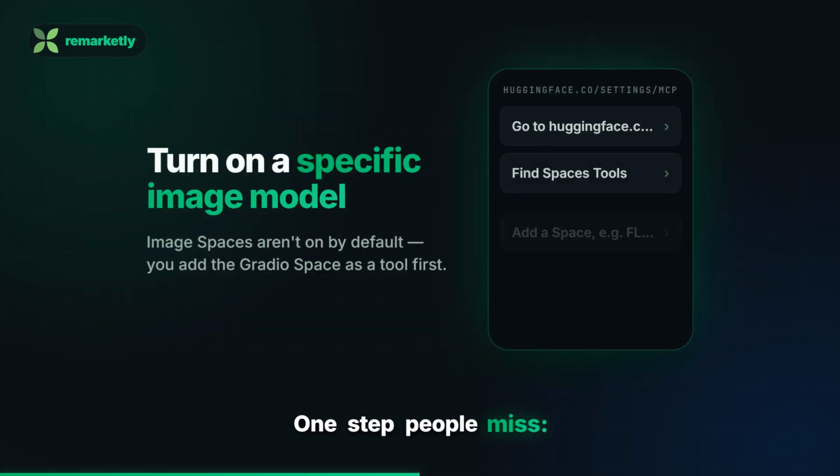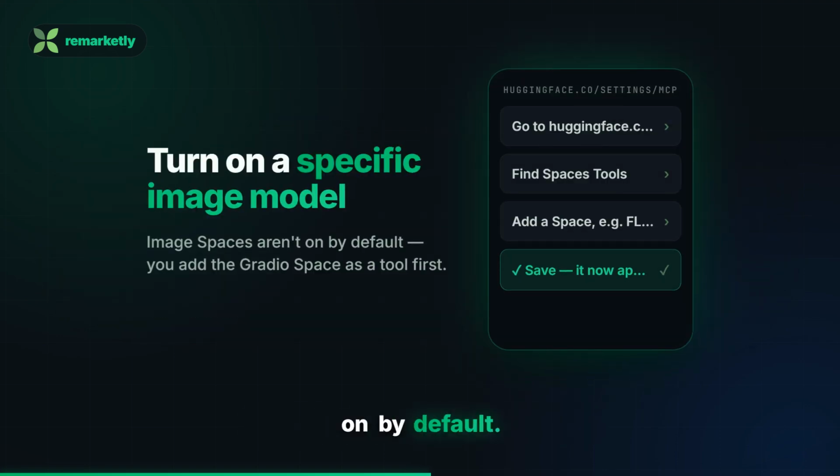One step people miss: image spaces aren't switched on by default. Head to your Hugging Face MCP settings, find Spaces tools, and add the space you want, like FLUX Creative or Qwen Image. Save it, and that model shows up as a tool inside Claude.